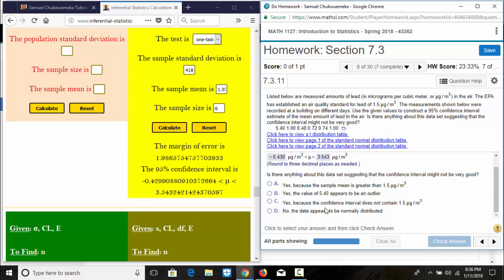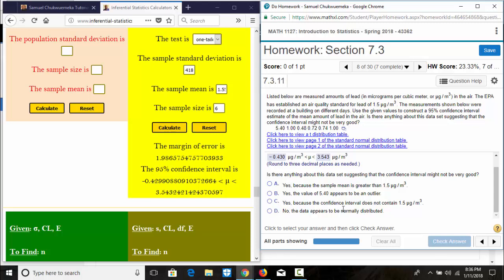But we look at the other options. So D, let's eliminate D. D is not it. A, yes, because the sample mean is greater than 1.5. That is not really a concern for using a confidence interval. B, yes, the value of 5.40 appears to be an outlier. We eliminate A. Okay, let's leave B for now.